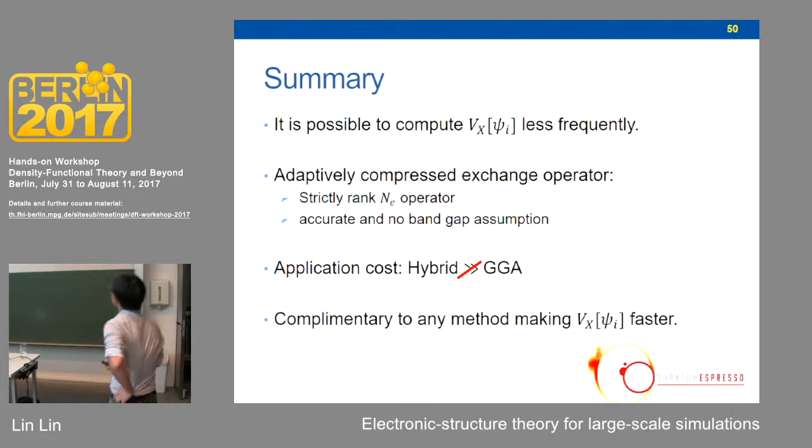So the summary of this part is basically to say that, for the adaptively compressed exchange, I went through that very quickly, but it is possible to reduce this cost, even though it sounds like a very old problem. And our goal is really to make hybrid functionals no longer that much more expensive compared to GGA.